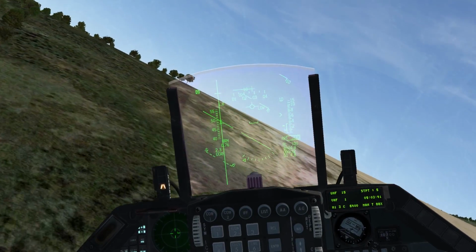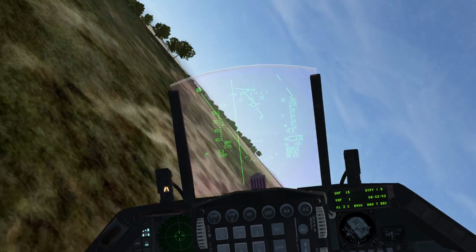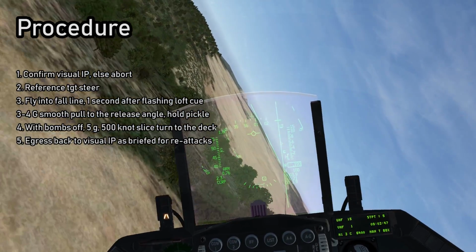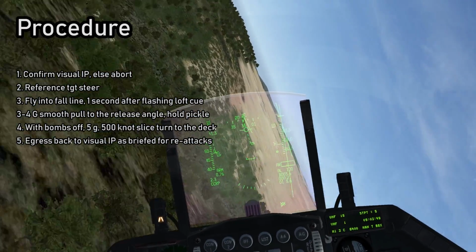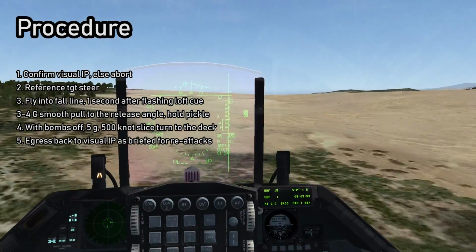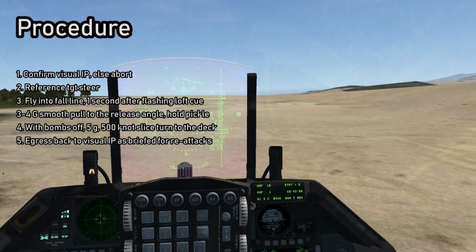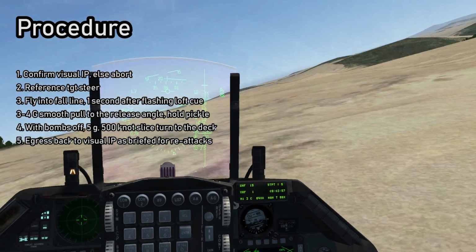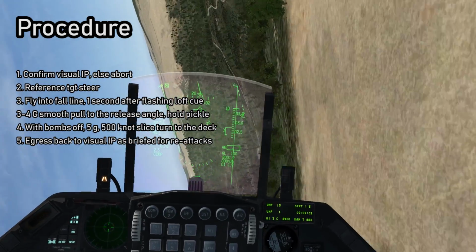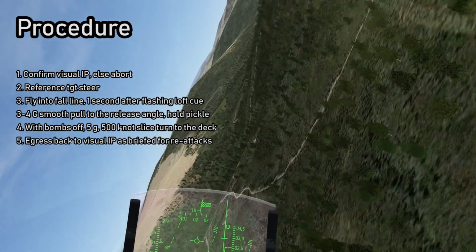We're going to turn from the visual IP onto our target steer point. We're going to remain in CCRP mode. Pull up. We're going to get a cue, which is a circle. When the circle starts flashing, that's a loft cue, and at that point we're going to pull up. We're going to turn the afterburner on, and we're going to pull up steady 3 to 4 Gs up to the release angle. It has to be a straight pull.